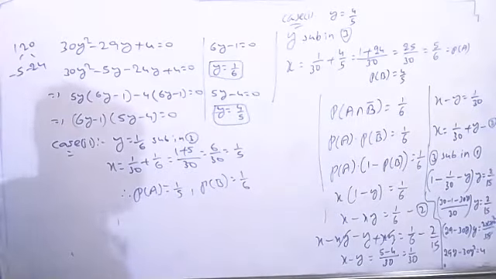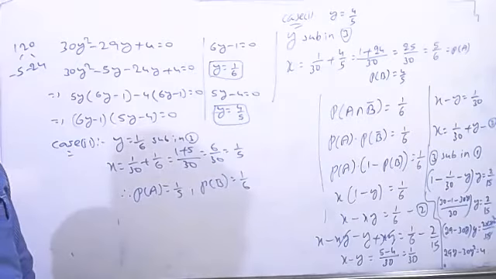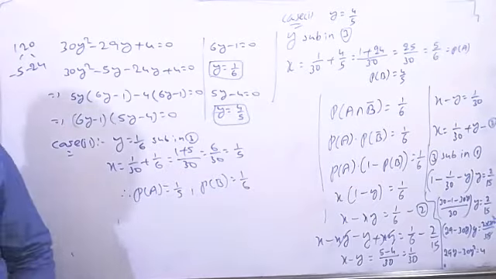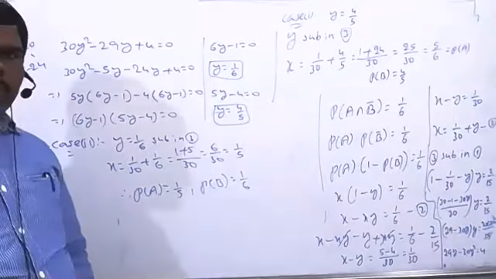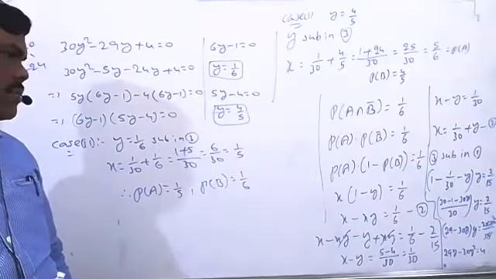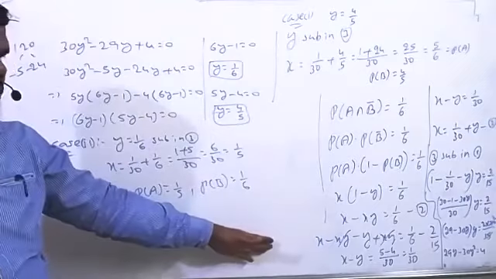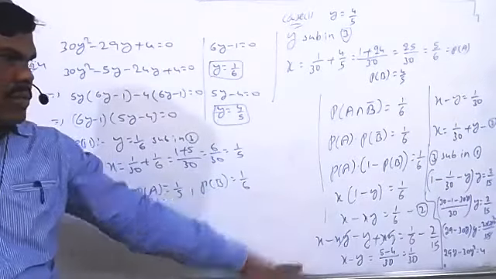That means what can you write now? Probability of not A into probability of B equal to the given value, you can take the first one. The probability of not A equal to 1 minus P of A, into P of B is equal to, how much did they give here? 2 by 15. You can take P of A equal to X and P of B equal to Y. So X and Y can be substituted there, then we'll get the first equation.